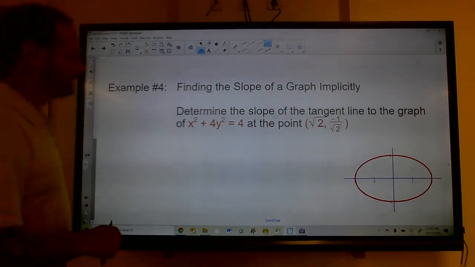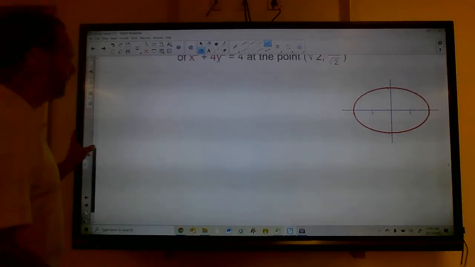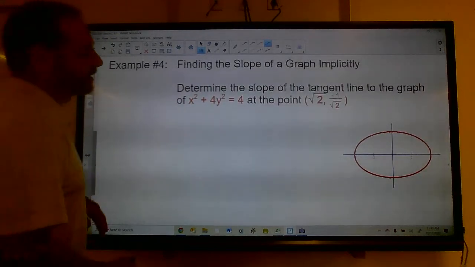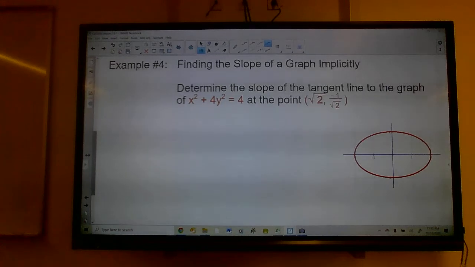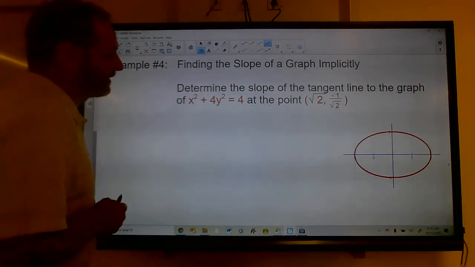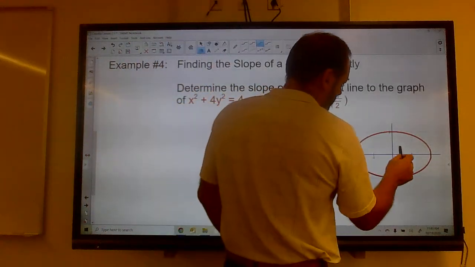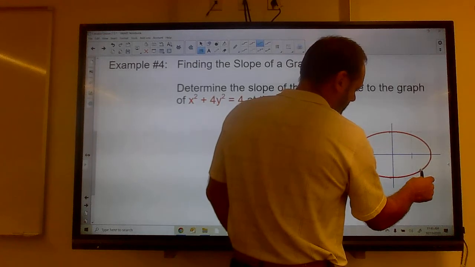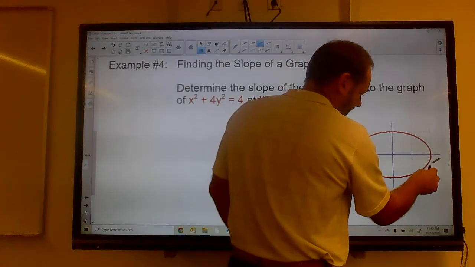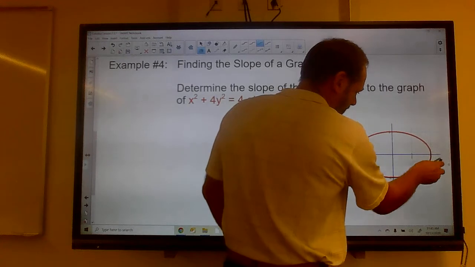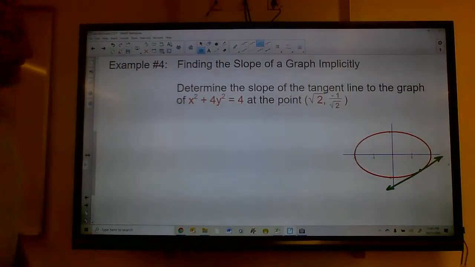Okay, find the slope of a graph implicitly. So we've got a nice little ellipse here, and we're supposed to determine the slope of the tangent line to the graph of x squared plus 4y squared equals 4 at the point (square root of 2, negative 1 over square root of 2). So we have to find the derivative. If I graph this point, square root of 2 is about 1.4, and negative, it's going to be right about there. We're going to find the slope of that line right there.